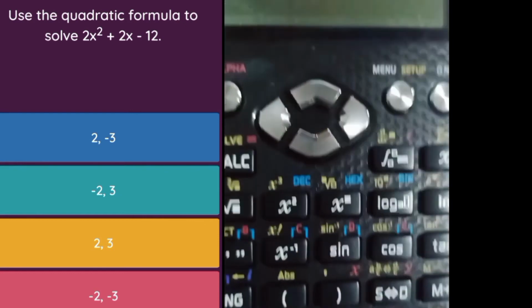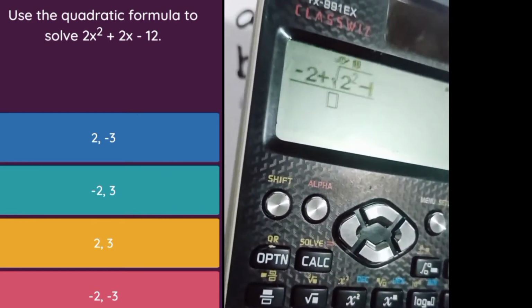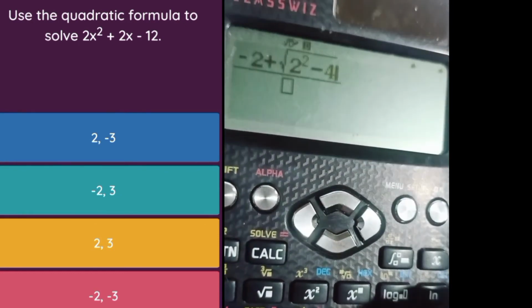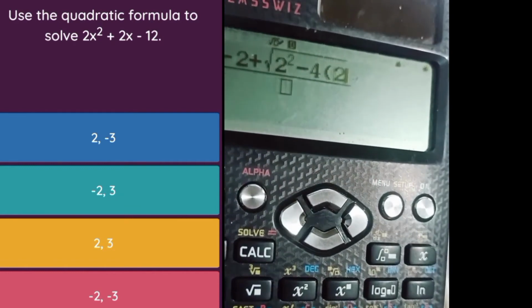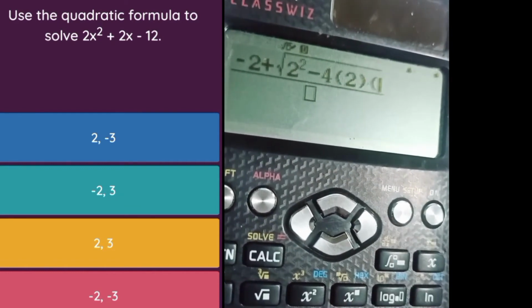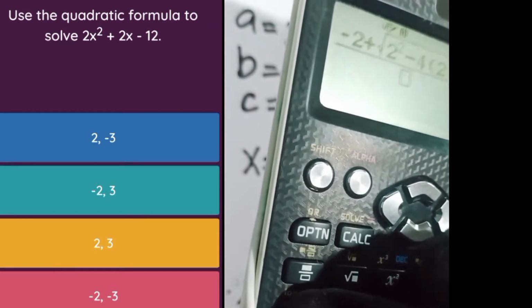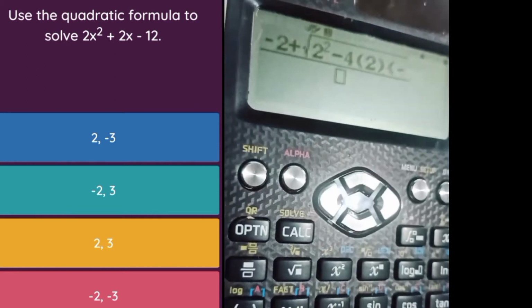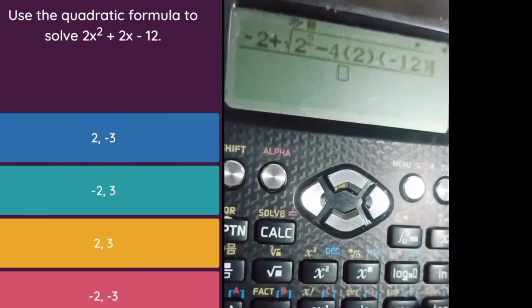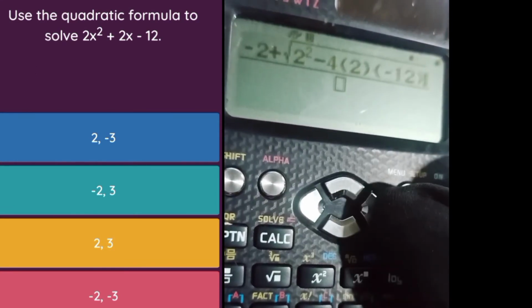4ac. So that will be minus 4 times a times c. So minus 4 times a, we can use the symbol of parentheses. So we have a, which is 2, and then c is equal to negative 12. So we're done with the upper part, so we go to the lower part.